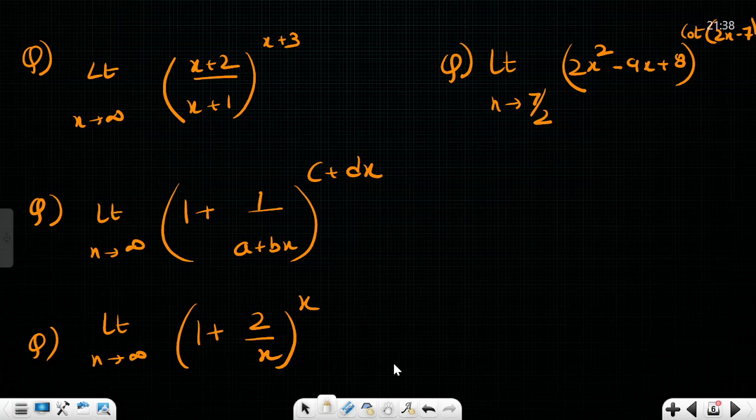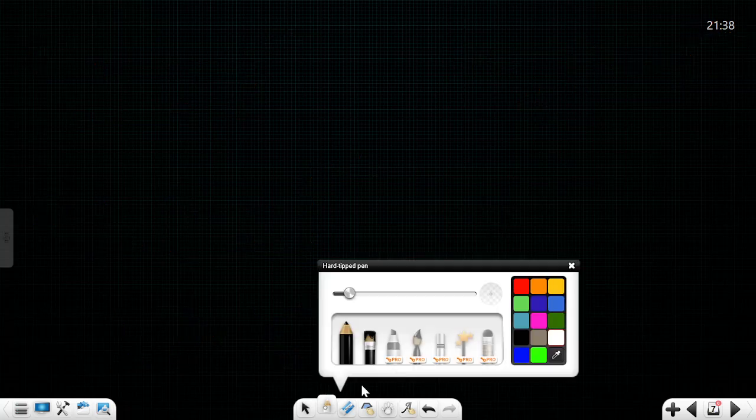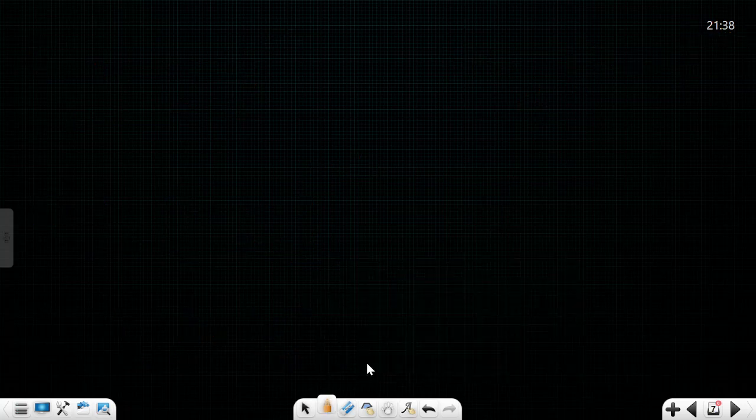Okay, now I am going ahead. That is L'Hospital rule for evaluating the limits. This L'Hospital rule we will be doing tomorrow.